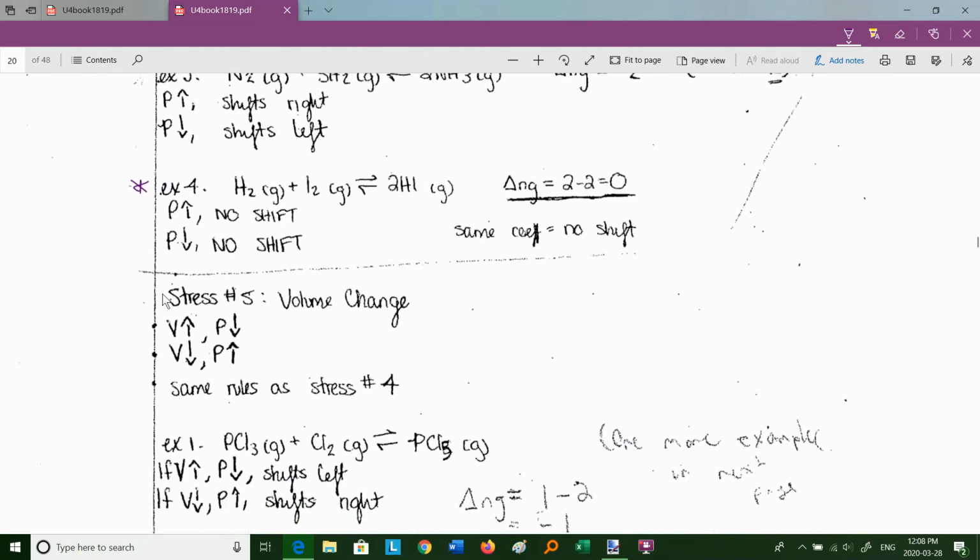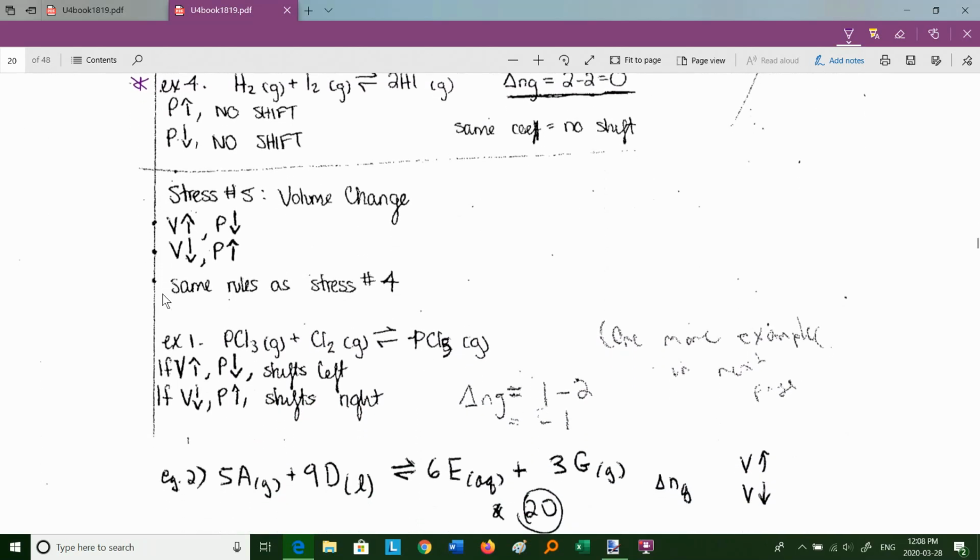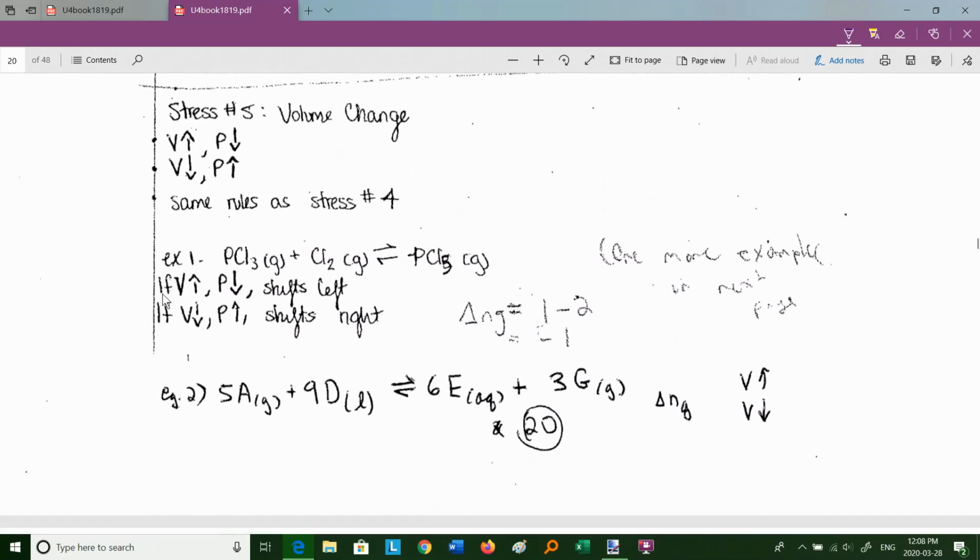Now, stress number 5, volume change, but I've really bundled stress 4 and 5 together, right? Some books try to separate them, but if we're talking about Boyle's law, pressure and volume, then the same rules apply. As soon as you see a volume change, convert it into pressure changes and use the rules associated with stress number 4.